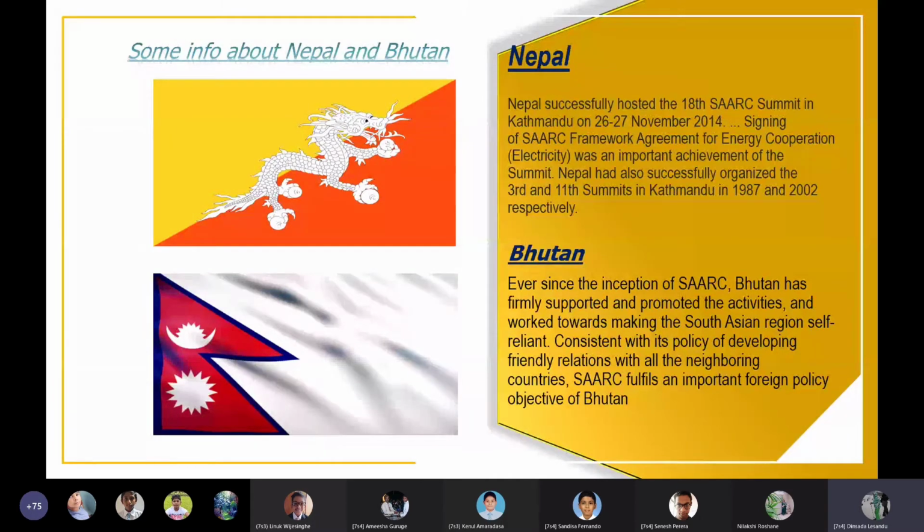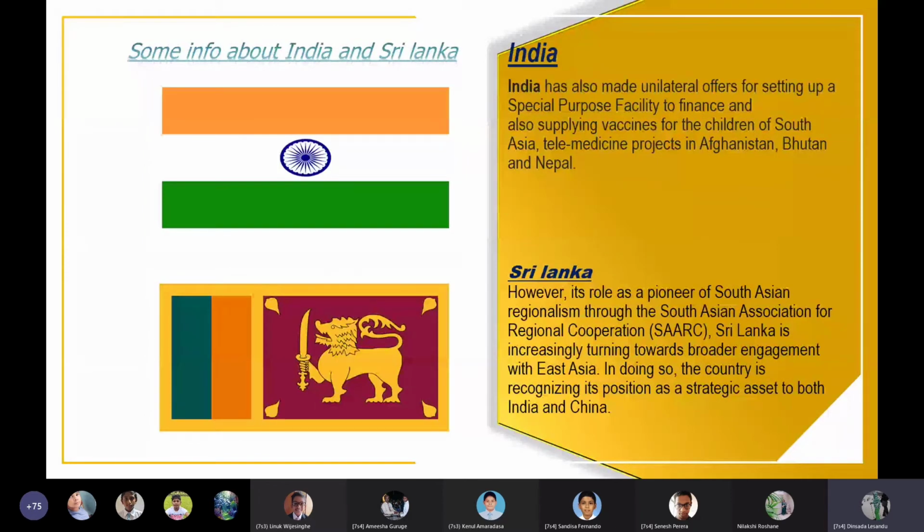These are some roles and information about India and Sri Lanka. India has also made unilateral offers for setting up a special purpose facility to finance and supply vaccines for the children of South Asia, and telemedicine projects in Afghanistan, Bhutan, and Nepal. Sri Lanka has a role as a pioneer of South Asian regionalism through SAARC. It is increasingly turning towards broader engagements with East Asia. In doing so, the country is recognizing its position as a strategic asset to both India and China.